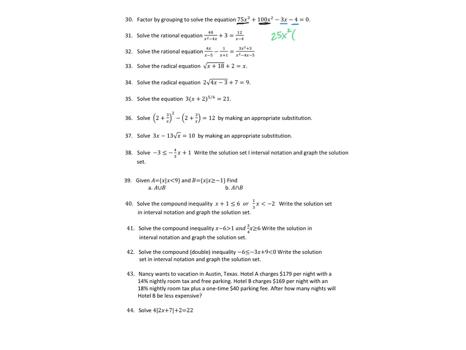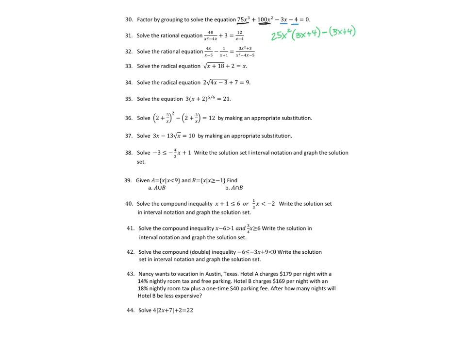And then what will I have left? When I pull the 25 out of the 75, I'm left with 3x plus, and then when I pull out the 25x squared from the 100, I'm just left with 4. And then I'll have minus. When I pull the -1 out, I'll have 3x plus 4.